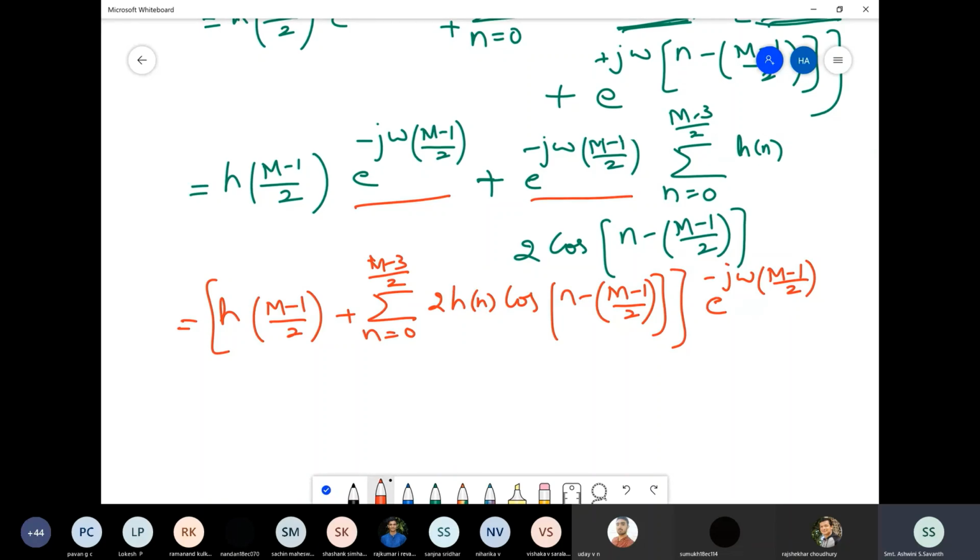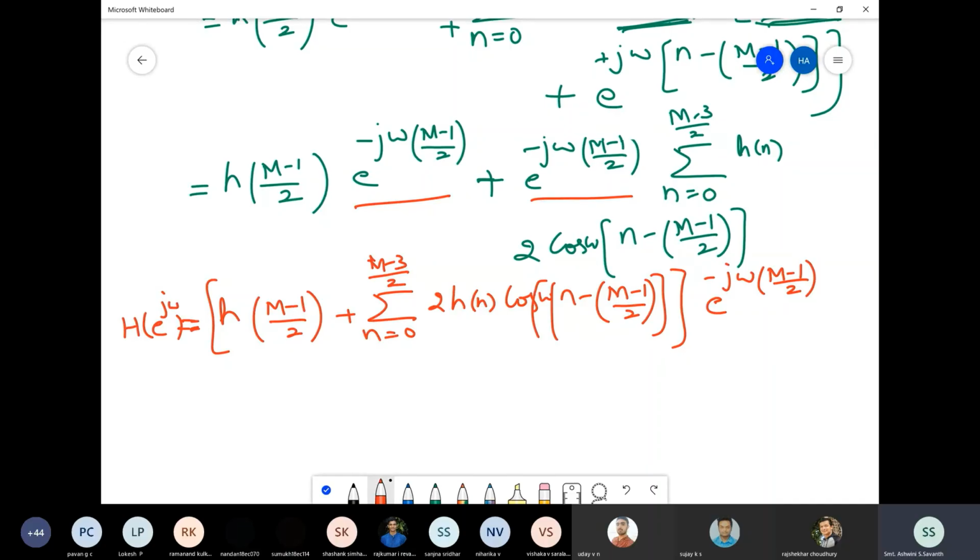Okay, so have we written H of e power j omega in the polar form, e to the power j theta form? So what is your r? Excuse me, ma'am, we should get omega inside the cos, no, ma'am? Omega into (n minus (M minus 1)/2). I missed that out. Yeah, there is an omega here. So one more bracket anyway.